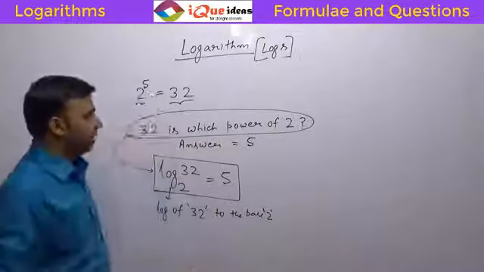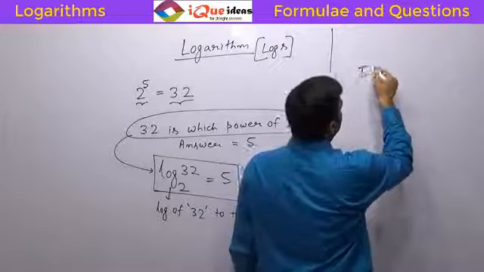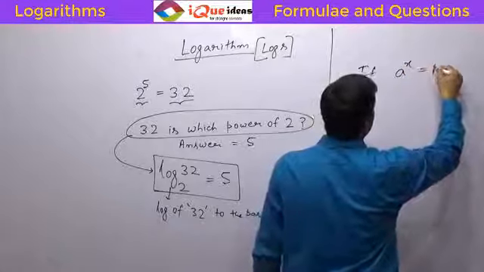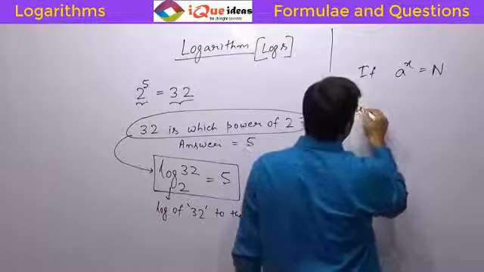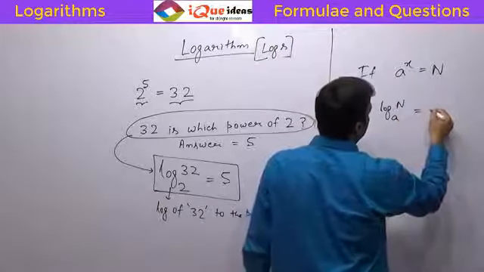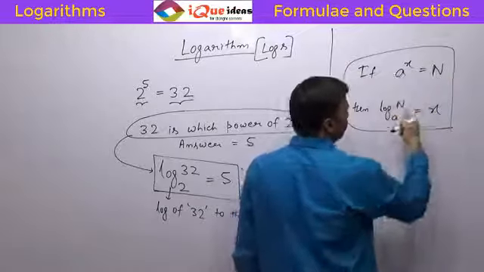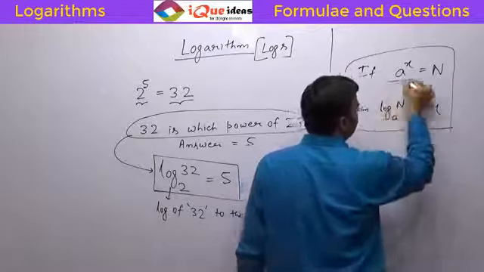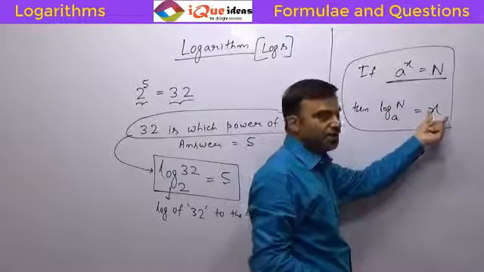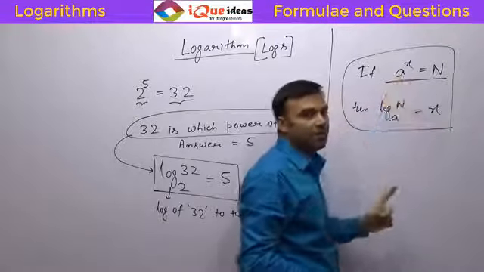Now let's define it theoretically. Theoretically we can say that if a to the power x is equal to n, then log of n to the base a is equal to x. So n is the number, a is the base, x is the power. If a raised to the power x is equal to n, then log of n to the base a has to be equal to x. And if log of n to the base a is equal to x, then n is equal to a raised to the power x.